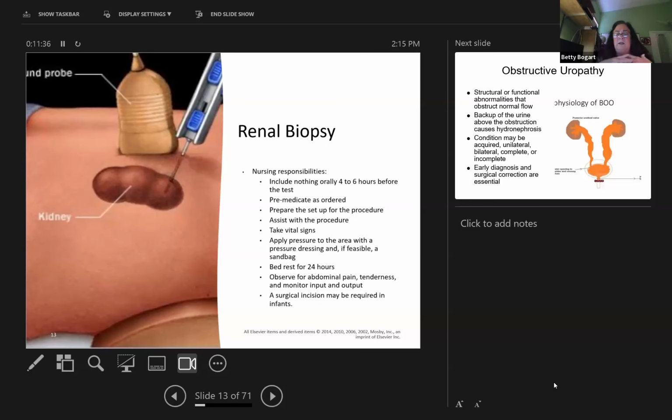So, what do you think the post op treatment's going to be all about? Well, infants, they make an incision because the kidneys are so small they can't find it. Older children, with the ultrasound, they can do it. So you want a pressure dressing, sandbagged, just like you did with cardiac caths. Bed rest 24 hours, just like cardiac caths. And because you're dealing with the kidneys, you want to make sure you monitor urinary intake and output, and abdominal pain in case there's bleeding or tenderness or something's going on there. So that's renal biopsies.